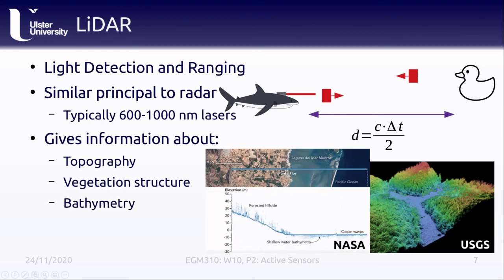With shorter wavelengths, such as green light, LiDAR can even be used to map bathymetry in shallow areas. The example profile shown here is from the ICESat-2 satellite, which uses a green laser to map elevation across the globe.